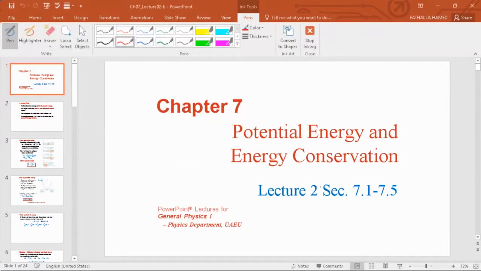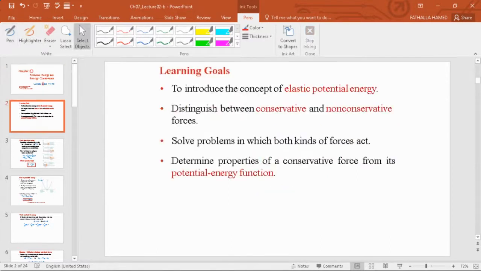Today we're going to look at the second and final lecture of chapter number 7, and we're still talking about potential energy and energy conservation. Our learning goals for today: the first one, introduce the concept of elastic potential energy; the second, distinguish between conservative and non-conservative forces; the third, solve problems in which both kinds of forces act; and finally, determine properties of a conservative force from its potential energy function.